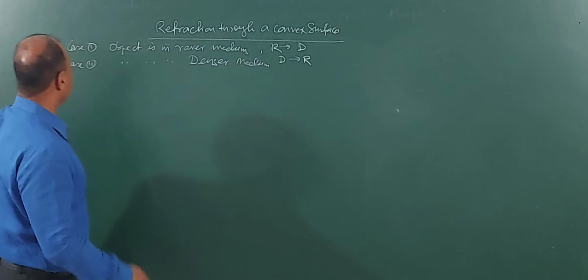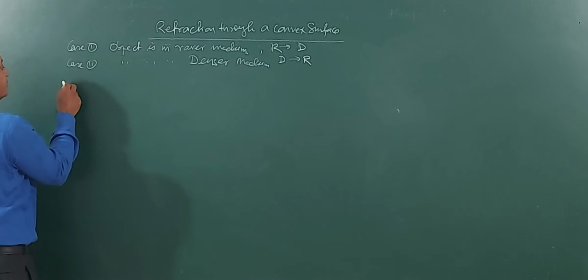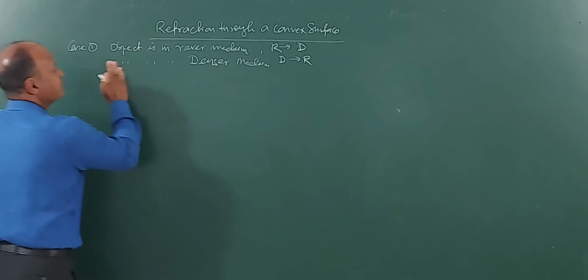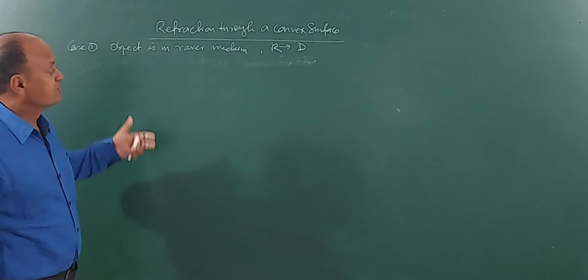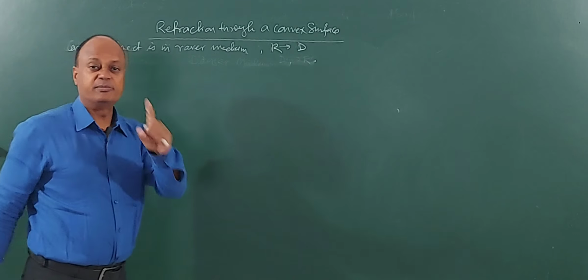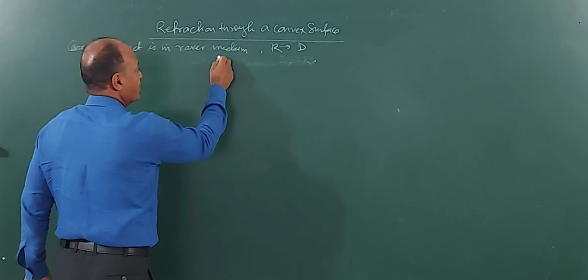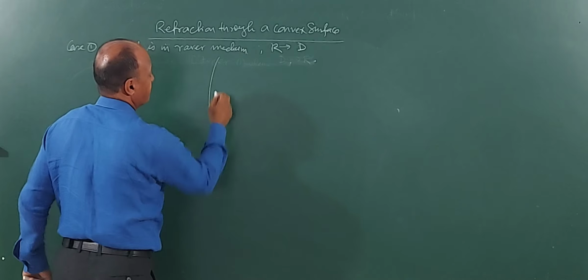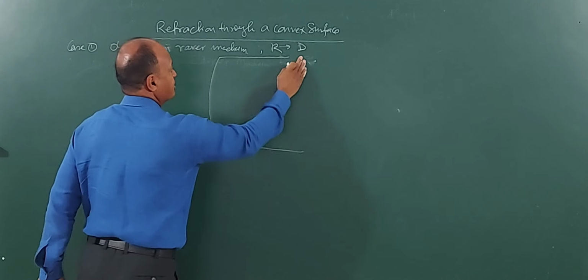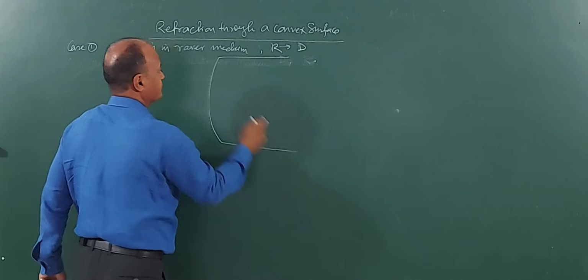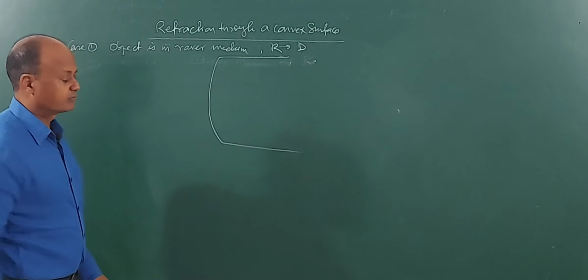So we are doing case 1. Case 1 now. I will rub this as you have noted down already. It is in the rarer medium. I can also say like this, when the refraction takes place in the denser medium. So children, here we have a convex refracting surface which is curved. Obviously it is curved out here.